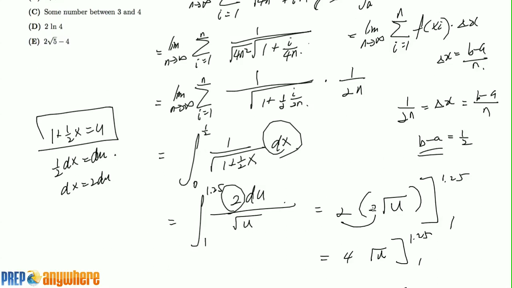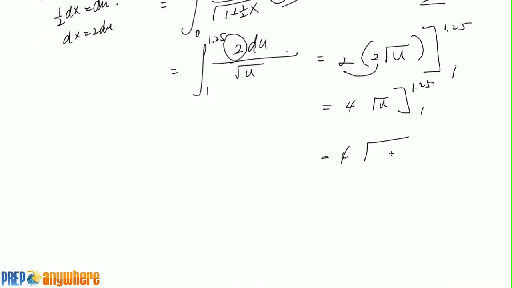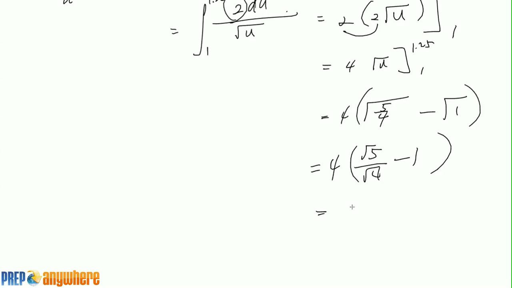1.25. So let's look at the multiple choice. None of our answers are in decimal, so I'm going to insert 1.25 as 5 over 4, and then insert 1. So we have 4 times root 5 over root 4, which is 4 root 5 over 2, minus 1. So multiply the 4 and you get 4 times root 5 over 2, which is 2 root 5 minus 4.